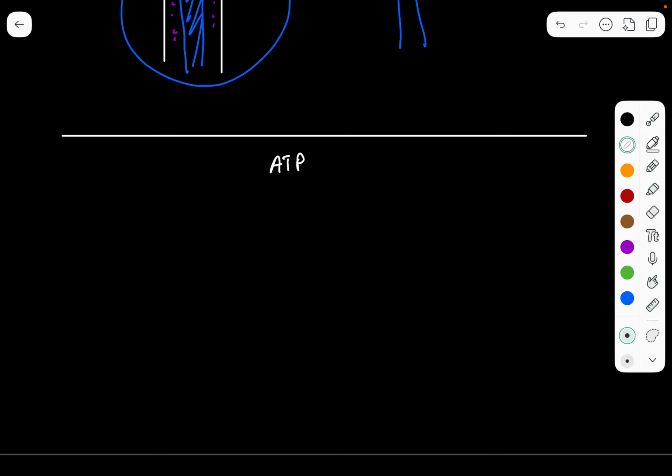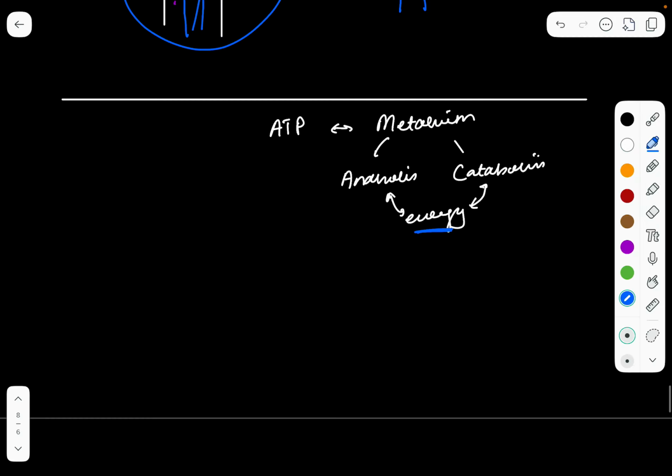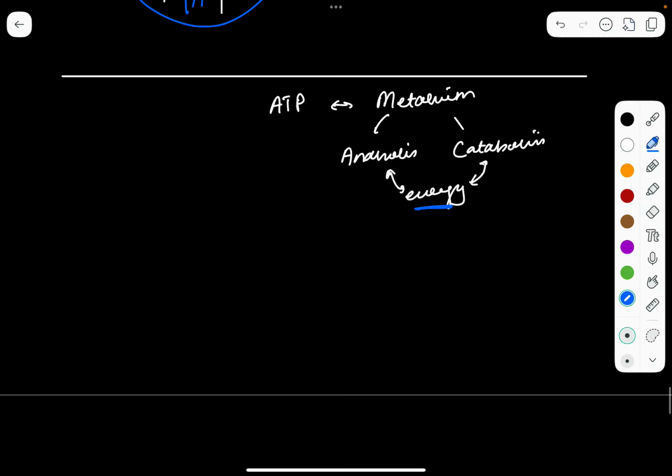The reason I wanted to discuss ATP is because of metabolism. I told you metabolism has anabolism and catabolism, and both of them use energy, and ATP is what allows this energy transfer between these two halves of metabolism. Correct? But how does ATP actually do this? And the reason we touched on water is important for how ATP actually does this.